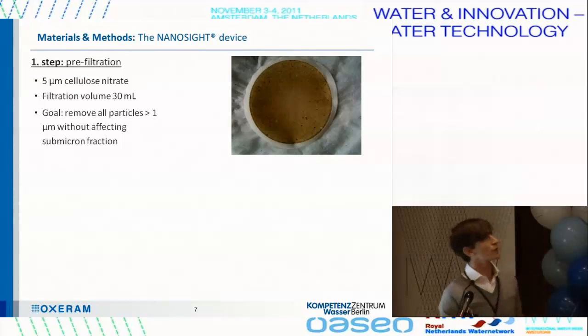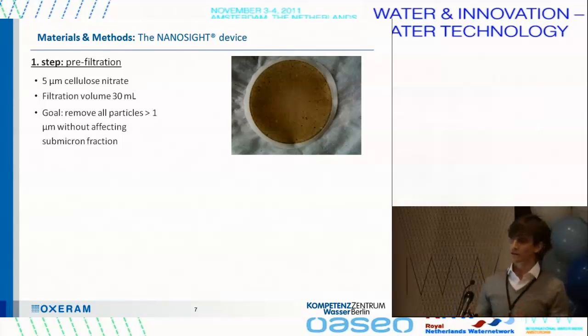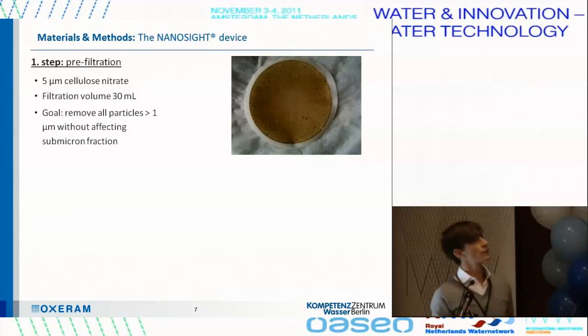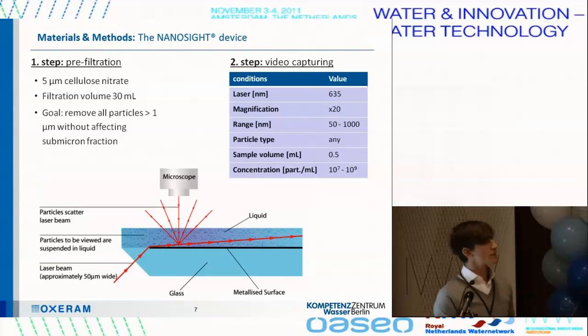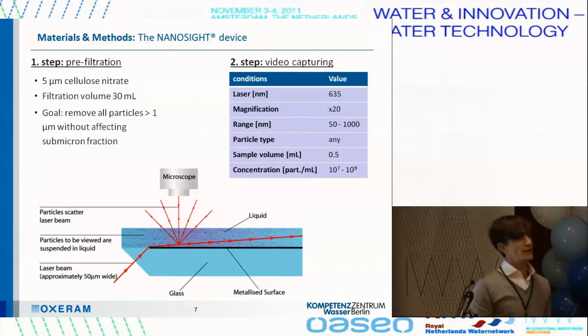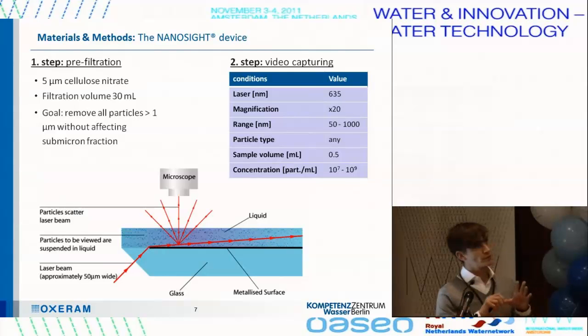Now let's come to the particle measurement. At first we need a pre-filtration, of course, to remove particles which are bigger than 1 micrometer, because they will disturb the measurement. That's the measuring principle of the device. As you can see here, we have a laser beam which goes through the sample, and the particles scatter light, which is captured with a microscope camera, and a video is recorded.